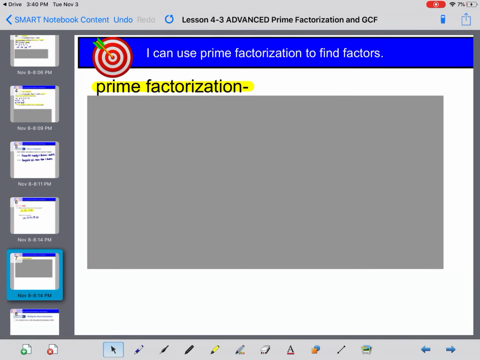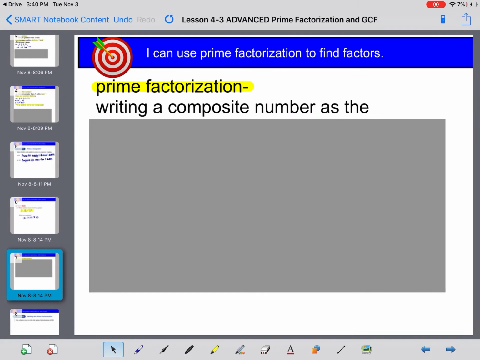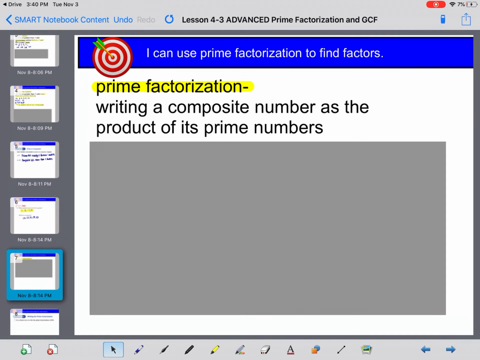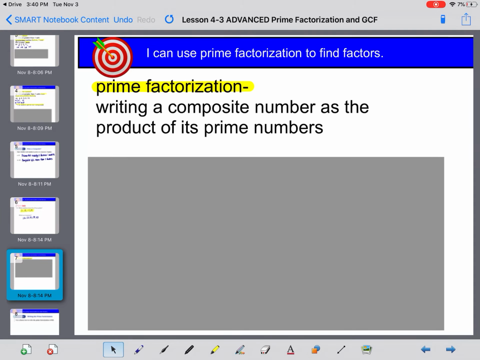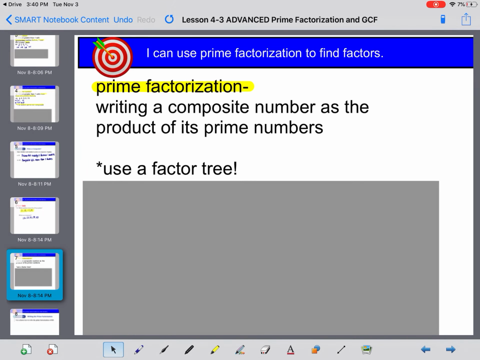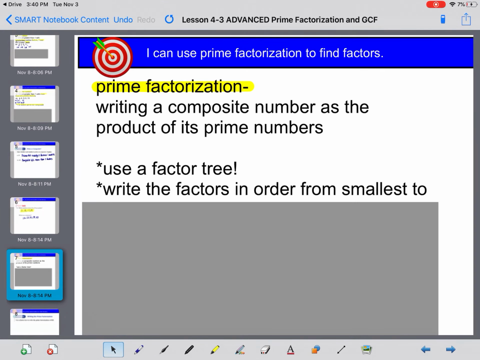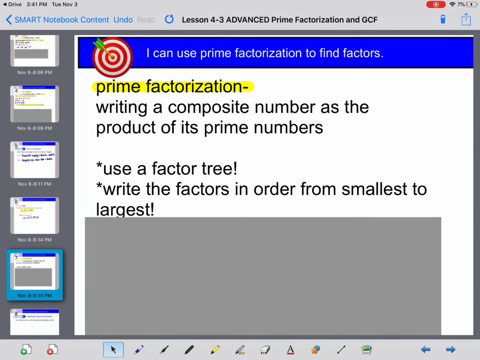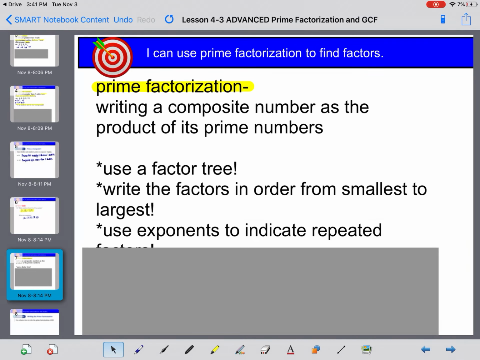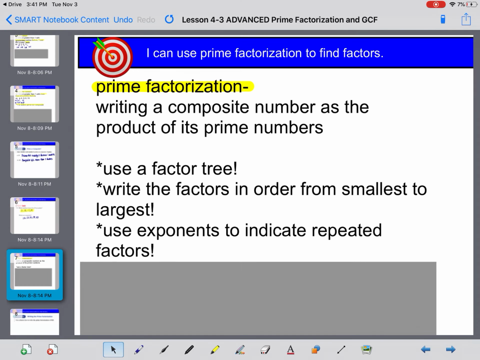Prime factorization, that's also something you talked about in 6th grade. Writing a composite number as a product of its prime numbers. Now there are 2 methods. You can use a factor tree and write the factors in order from smallest to largest. Then you use exponents to indicate the repeated factors.